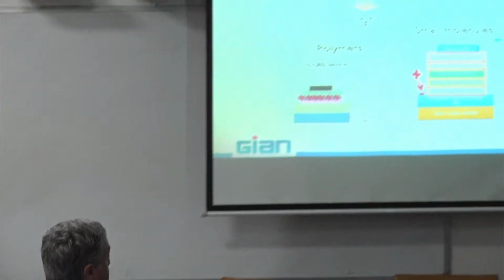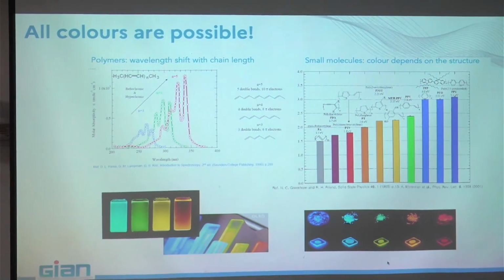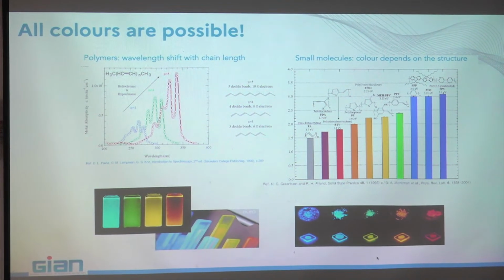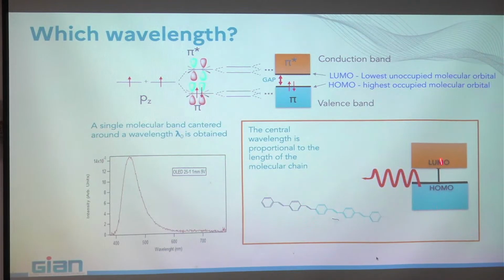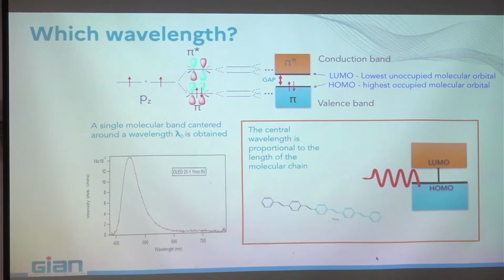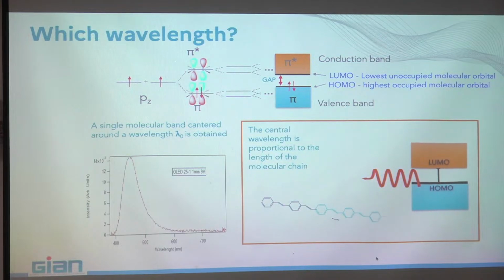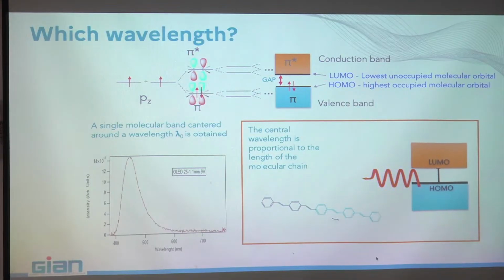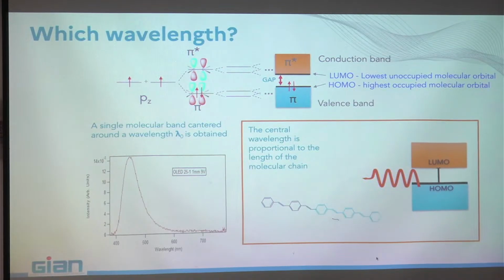And then you have polymers, and as you can see here, you can obtain any potential colors, especially when you change the polymer length. You change the gap, and you can get any kind of color: blue, yellow, green, red. Potentially UV, but usually UV plastics, they don't like UV, and infrared without problem.